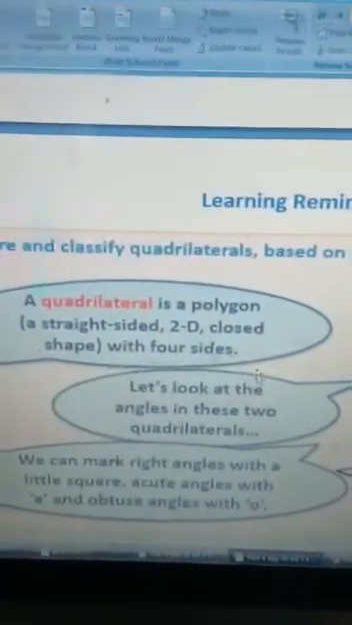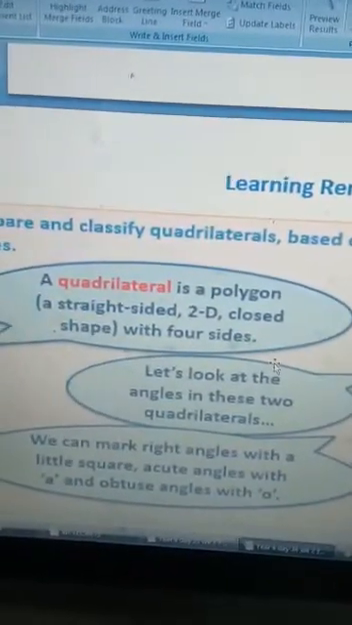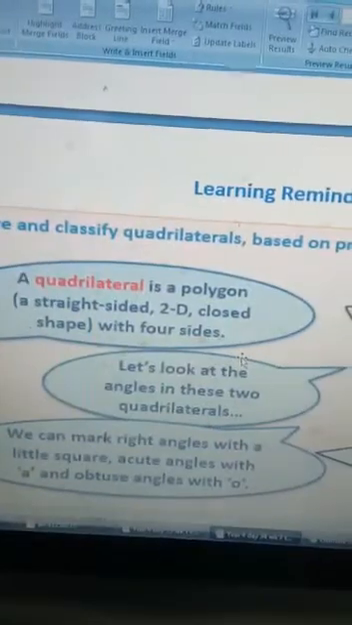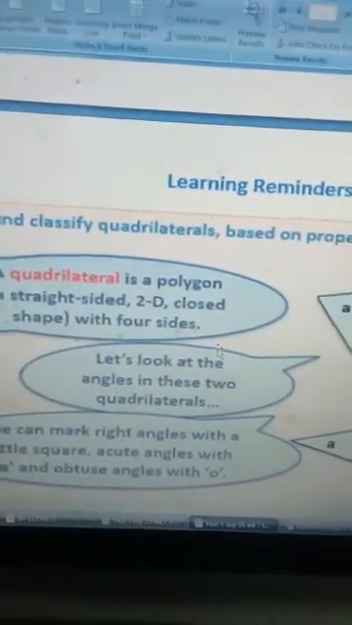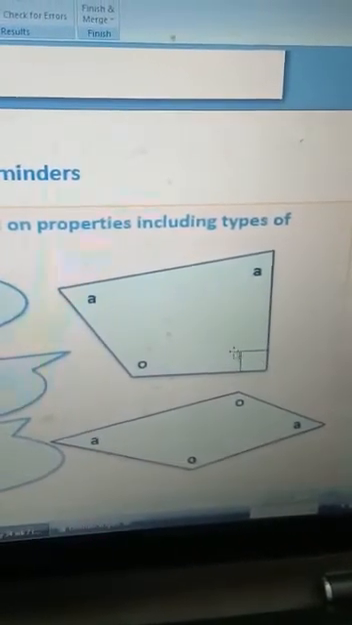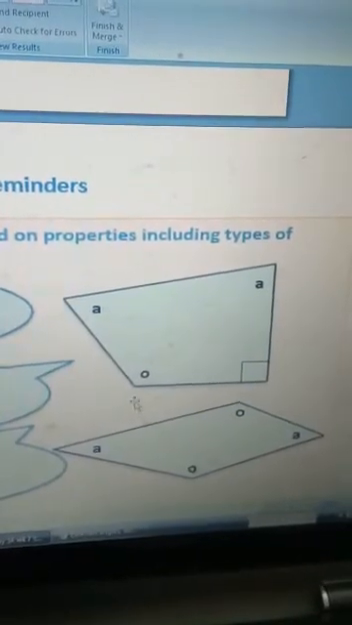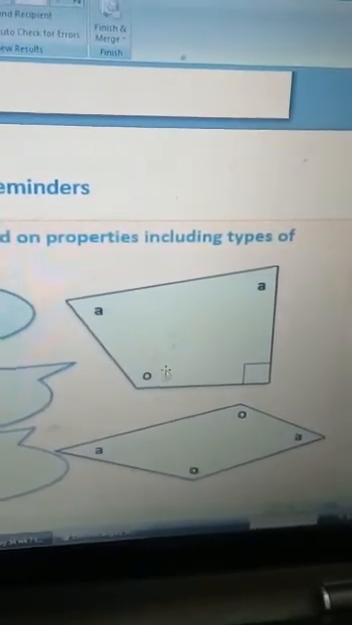We've got some learning reminders. Follow these ideas. Comparing and classifying quadrilaterals based on their properties. So here, these 2 quadrilaterals, the angles have been marked with A, O, or this symbol. So this represents a right angle, A represents acute, and O represents obtuse.